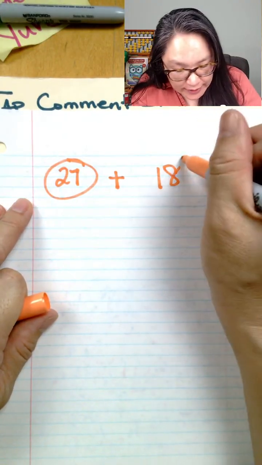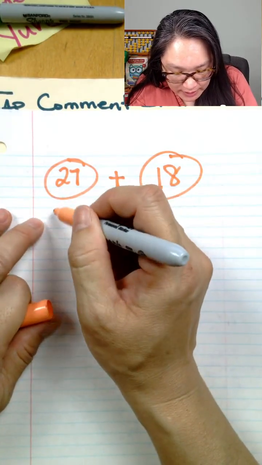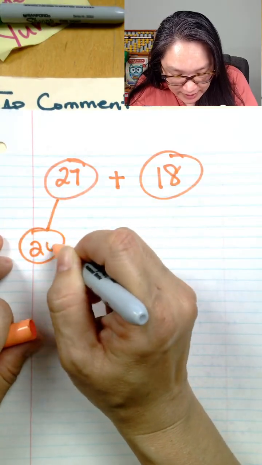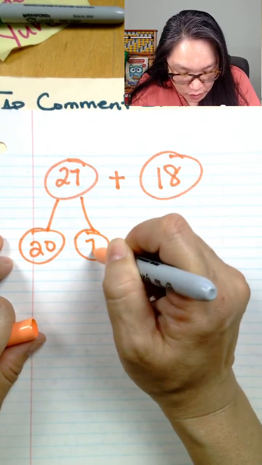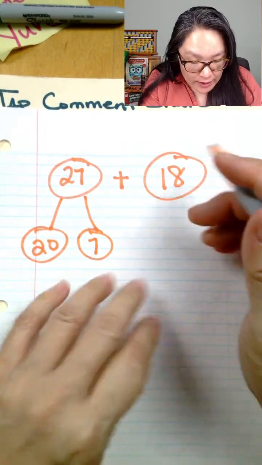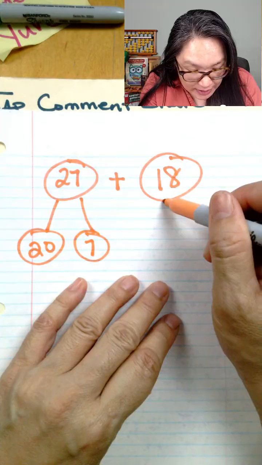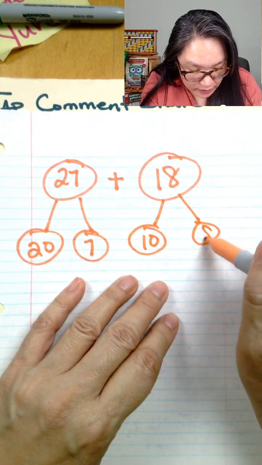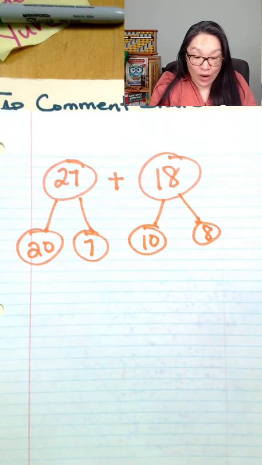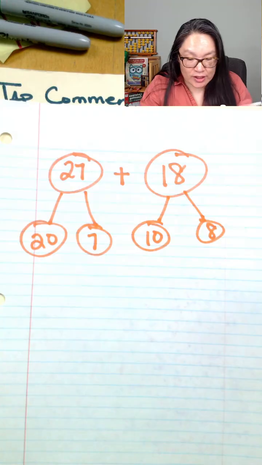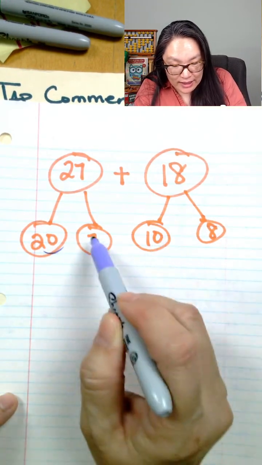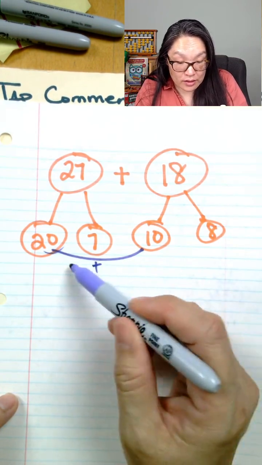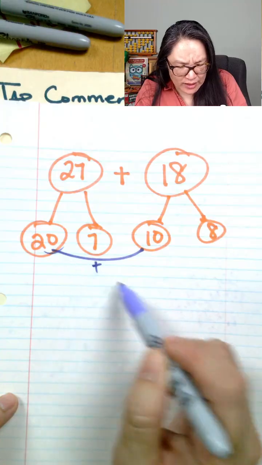So what the teacher did was, I'm going to break these two up. I'm going to have a 20 on this side, and I'm going to have a 7. So we break it up, and then do it again here. We had 10 over here, and then we had 8 over here. And then now what do we do? So now she takes the 20 and the 10, and she adds the 2 together. So that's 30.